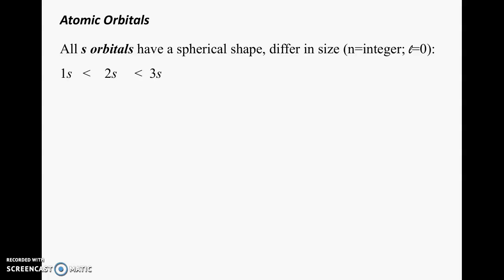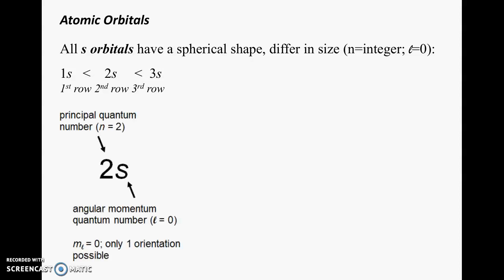And how we designate them. And so we're going to look at s orbitals, and in an s orbital, n is equal to an integer, and it's going to be the row in the periodic table, and L is equal to 0. That is what gives it that spherical shape. And so 1s is smaller than a 2s, it's smaller than a 3s, and these correspond to these rows in the periodic table, first, second, and third.